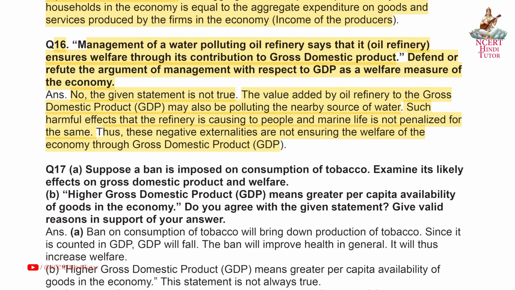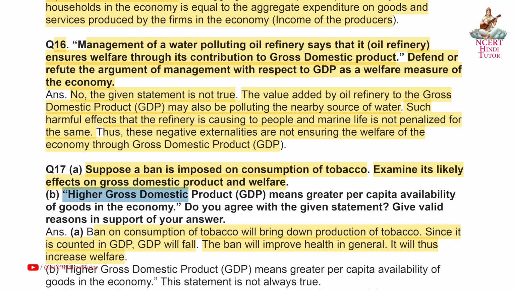Question 17a. Suppose a ban is imposed on consumption of tobacco. Examine its likely effects on gross domestic product and welfare. Answer. Ban on consumption of tobacco will bring down production of tobacco. Since it is counted in GDP, GDP will fall. The ban will improve health in general, it will thus increase welfare.